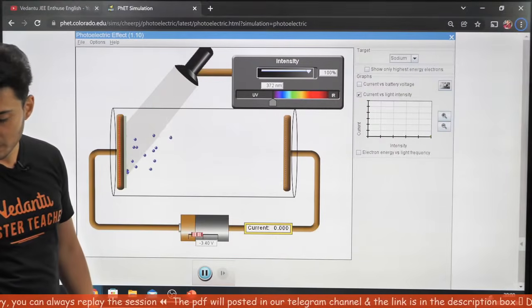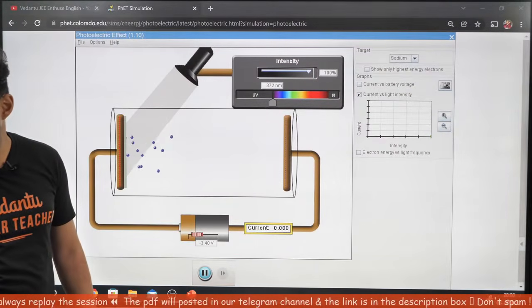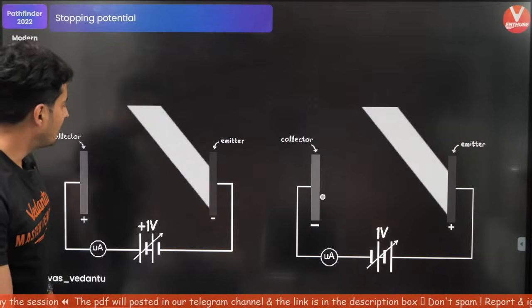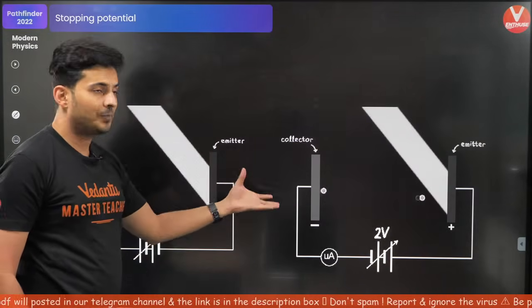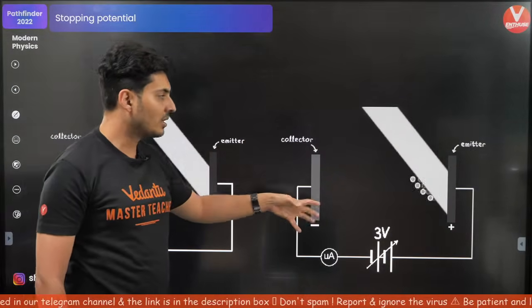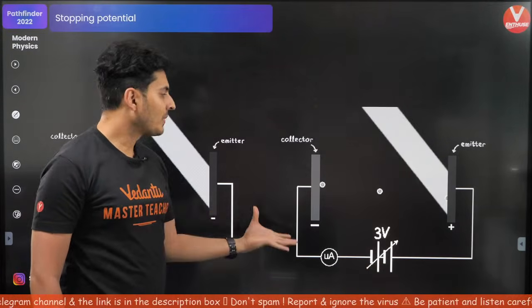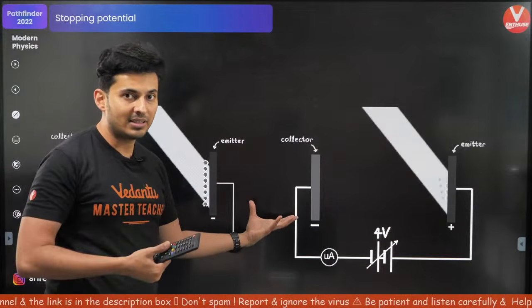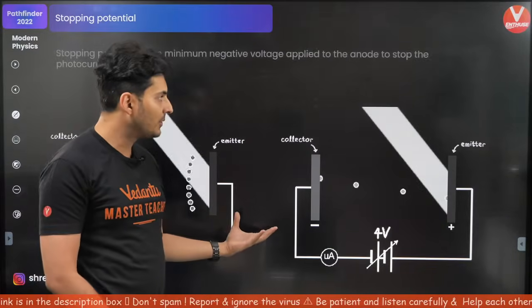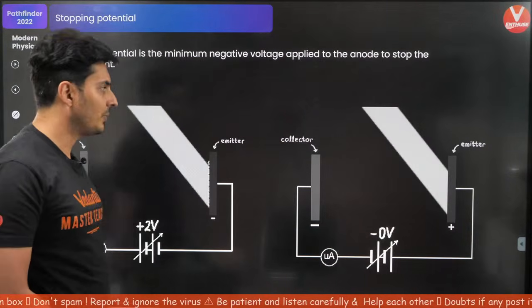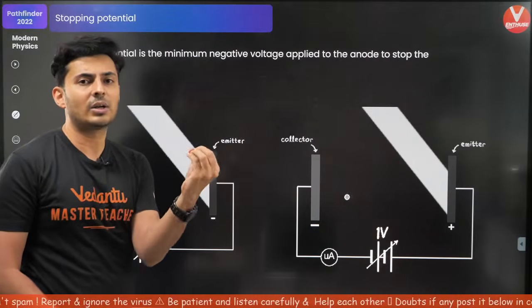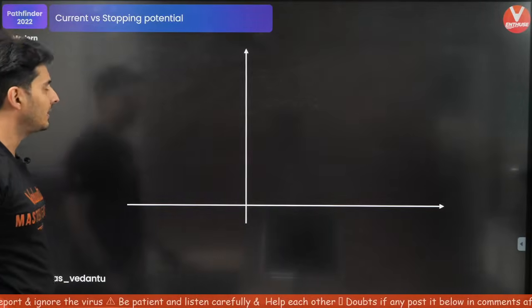Very, very interesting. So look at this simulation again. You will probably appreciate it now. Forward voltage increases the current, but the reverse voltage will not be able to increase the current. In fact, it will prevent the current, and the minimum voltage for which the flow of electrons stops is called the stopping potential. Even the most energetic electron is unable to reach the other side.